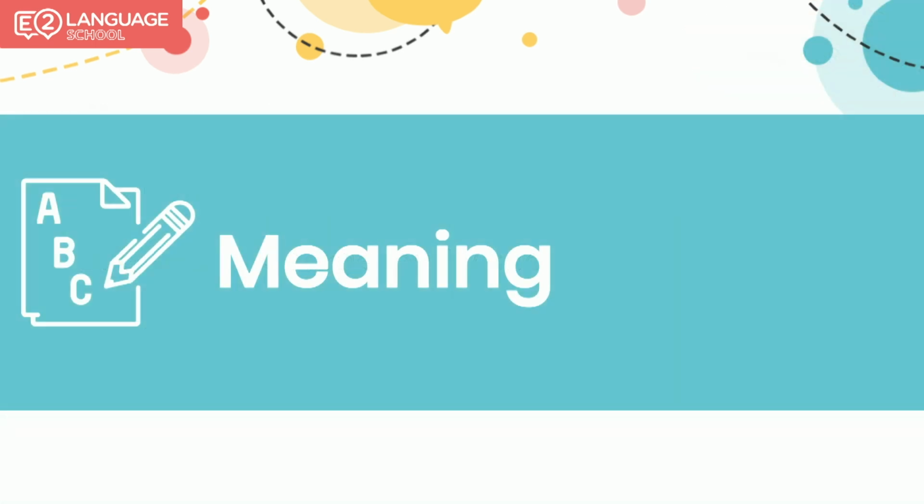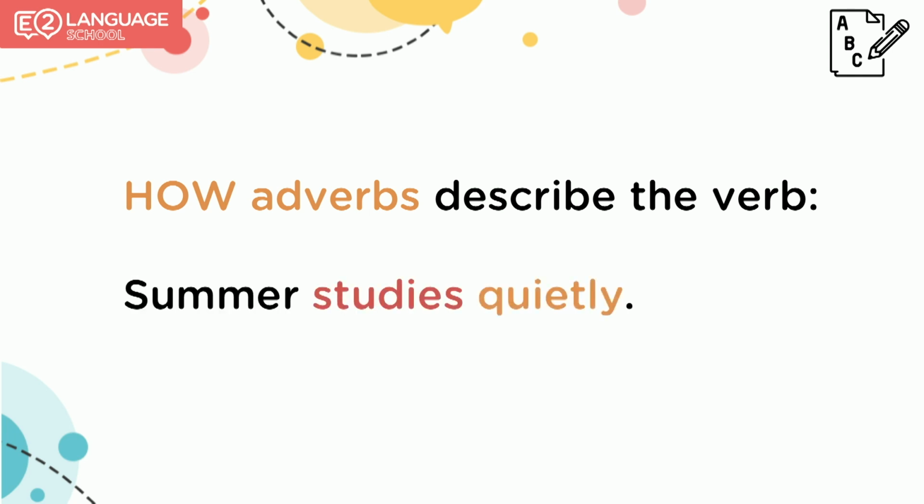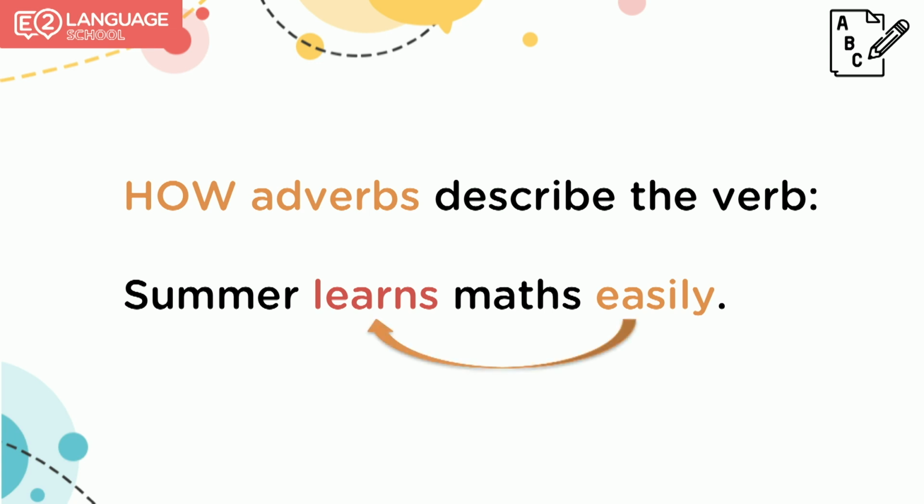Let's look at the meaning of these how adverbs. Because what they're doing, these how adverbs, are describing the verb. So if I say Summer studies quietly, quietly is giving more information to the verb studies. It's giving it a detail. So instead of just saying Summer studies, I'm adding how studies quietly. Or Summer learns maths easily. Here we have an object, maths, but the adverb is still adding more information to the verb learns. How does she learn? Easily.